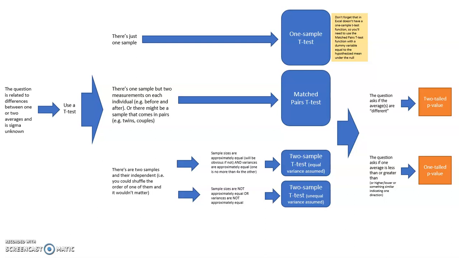Okay, but you put whatever that value is for mu. Usually it's going to be 0, but sometimes it'll be 5 or 10 or some other number. Okay, and you'll put that in your dummy variable column. Okay, and then you'll perform the matched pairs t-test, and you'll select one column for the one variable, and then you'll select the dummy variable for the other one.